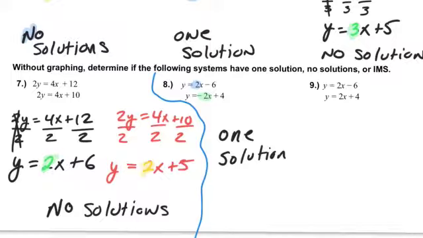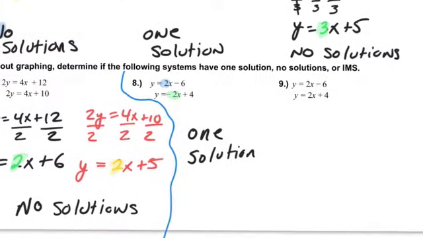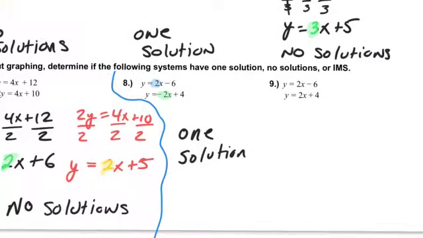Okay. And then finally, taking a look at number 9, we have the equation y is equal to 2x minus 6 and y is equal to 2x plus 4. So those equations there, we have a slope of 2 and a slope of 2. So those lines are going to be parallel because they have different y-intercepts here. All right. So when we have parallel lines, there are going to be no solutions.